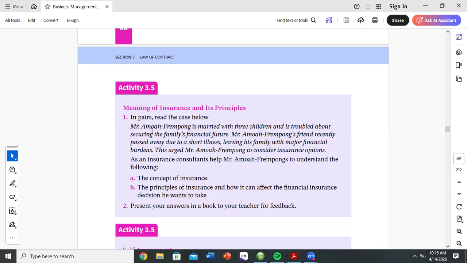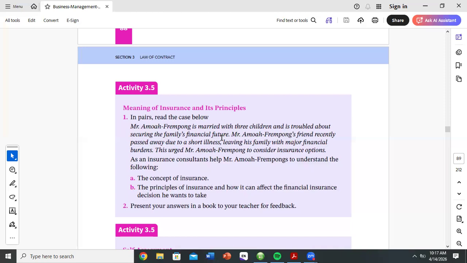Read the case below. Mr. Amwa Frimpong is married with 3 children and is troubled about securing the family's financial future. Mr. Amwa Frimpong's friend recently passed away due to short illness, leaving his family with major financial burdens. This urged Mr. Amwa Frimpong to consider insurance options. As an insurance consultant, help Mr. Amwa Frimpong to understand the following. A, the concept of insurance. B, the principle of insurance and how it can affect the financial insurance decision he wants to take. 2, present the answer in a book to your teacher for feedback.